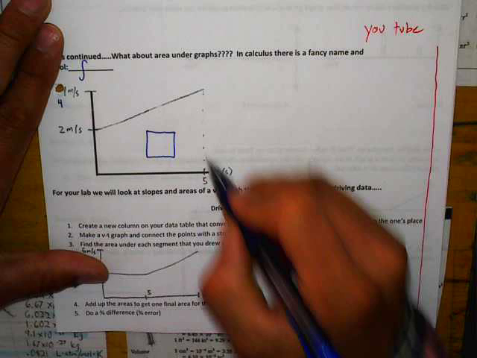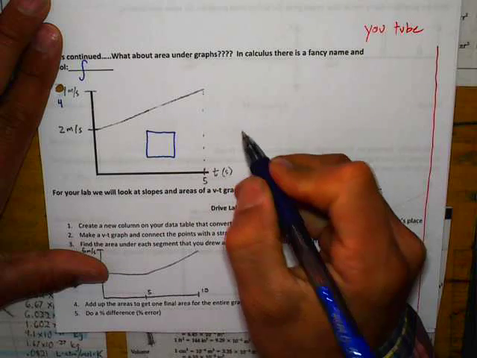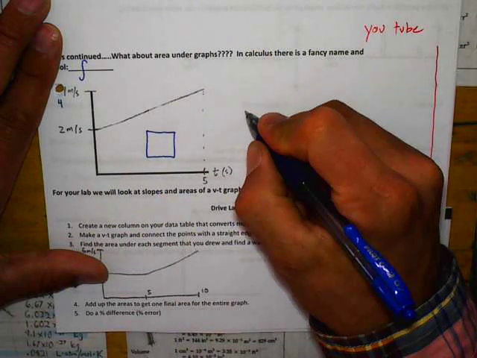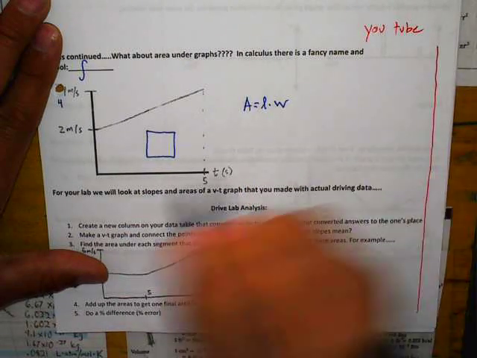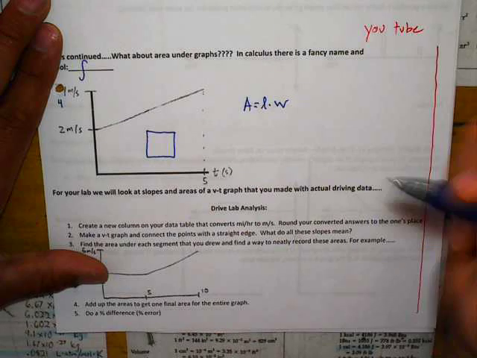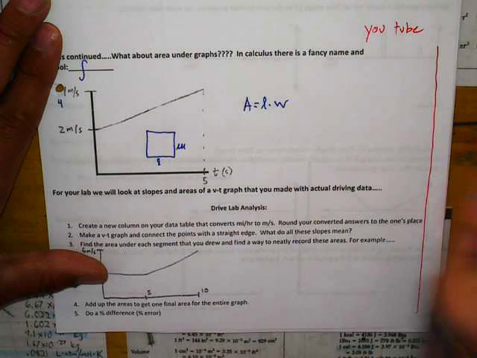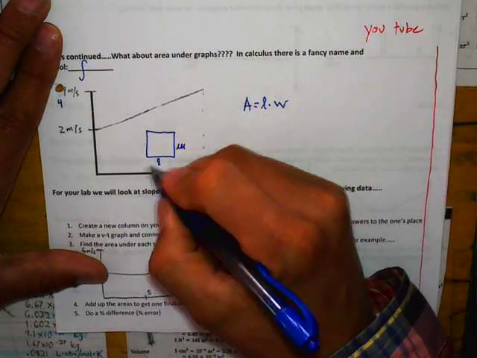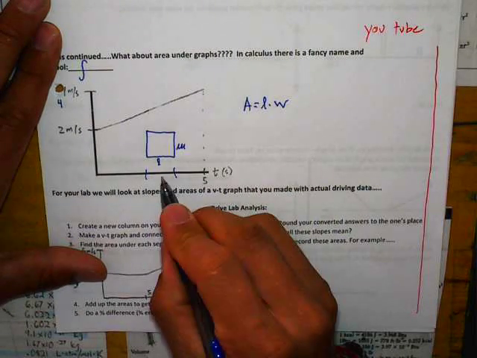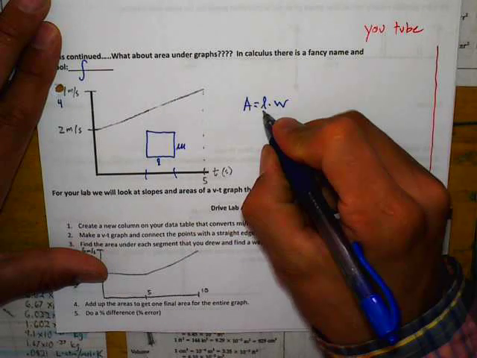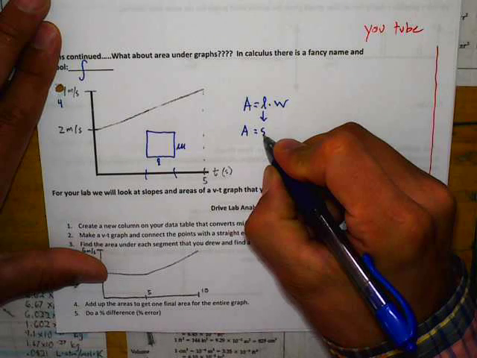I'm not going to look at the entire area to start. I'm just going to look at this little square right here. If I have a rectangle, the area is equal to length times width. The process that I'm doing right here, you should be able to do for any graph in the future. So let's call this the length, and let's call this the width. Let's take a look at the units. The length is measured in units of seconds.